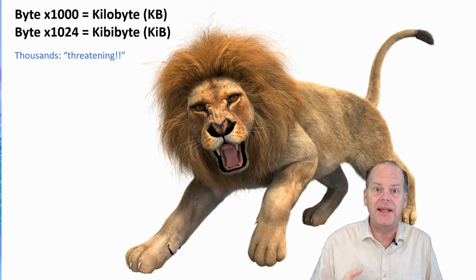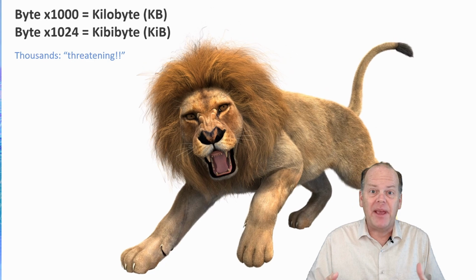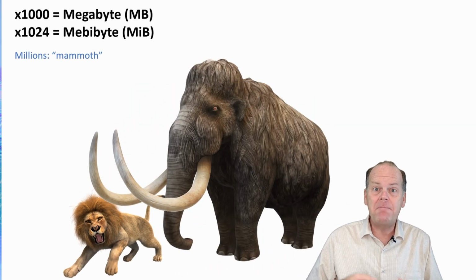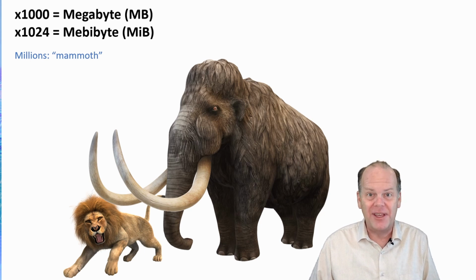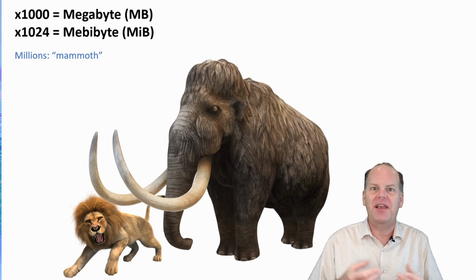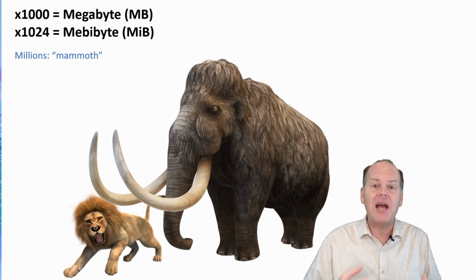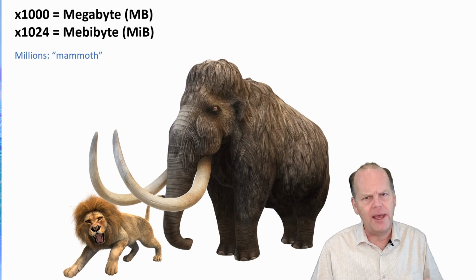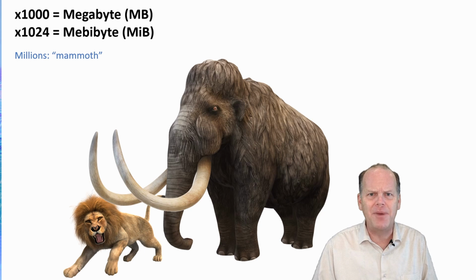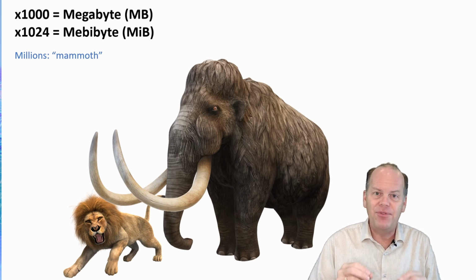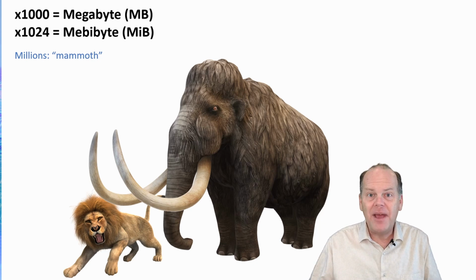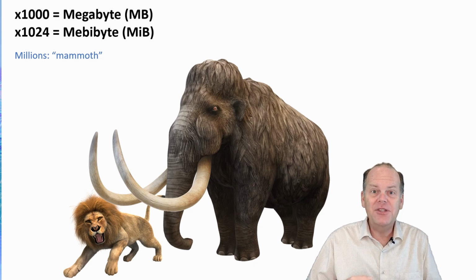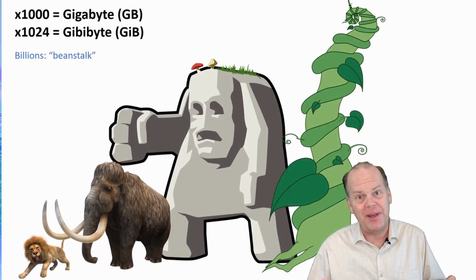or kibi means thousand. The next biggest is the megabyte or the mebibyte, which is 1,000 times or 1024 times bigger than the kilo or kibibyte. Millions, think of mammoth. Picture a mammoth towering above the lion. Okay, a mammoth isn't really thousands of times bigger than a lion, but if the visualization is ridiculous, it helps you remember it.